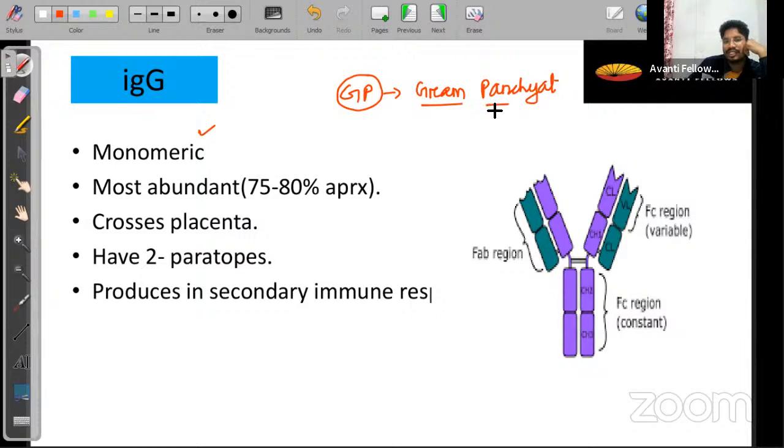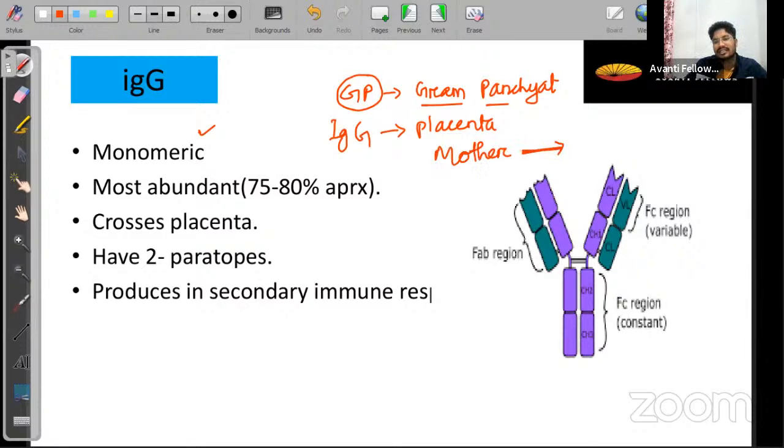Okay, well, so IgG has the capability to pass through the placenta. IgG has the capability to cross the placenta. It crosses the placenta and transfers from the mother's body to the fetus, from the mother into the fetus.